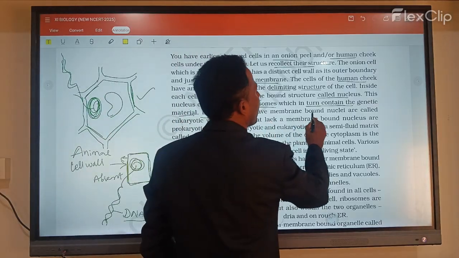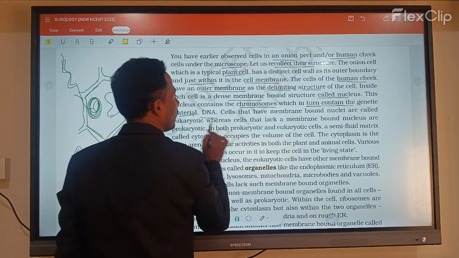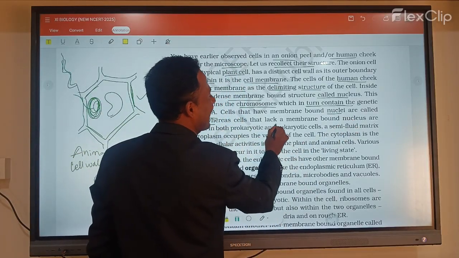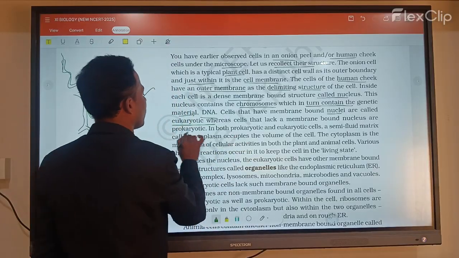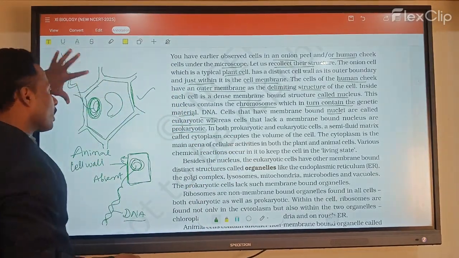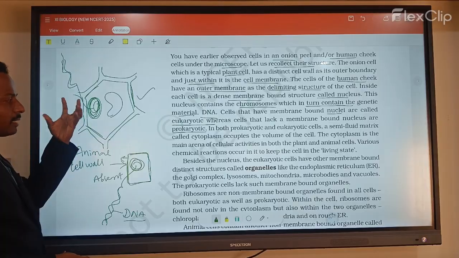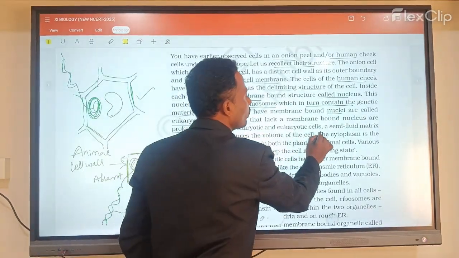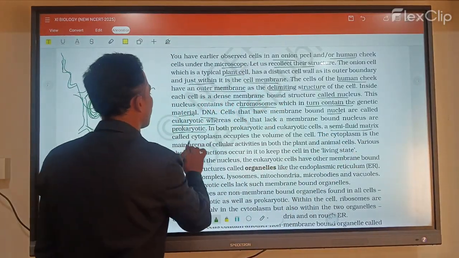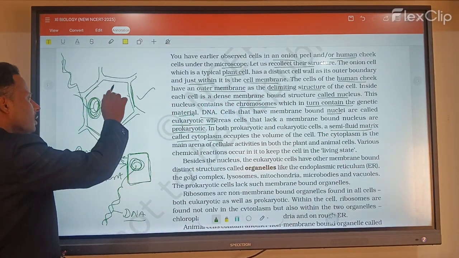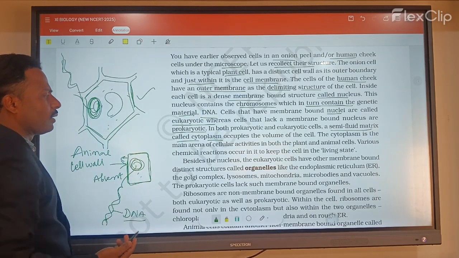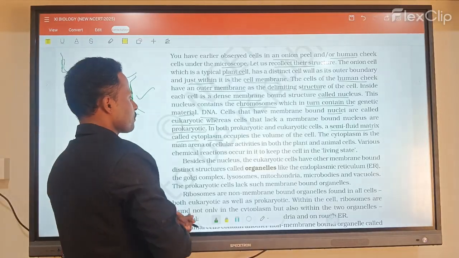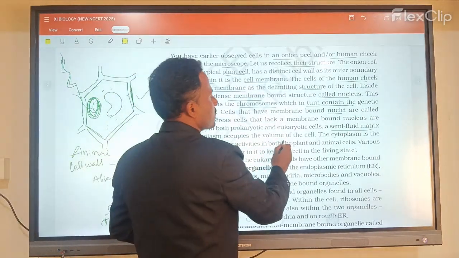Cells with a membrane-bound nucleus are called eukaryotic, whereas cells that lack a membrane-bound nucleus are prokaryotic. So the nucleus is present in the eukaryotic cell, while in the prokaryote it is not present. Both prokaryotic and eukaryotic cells have a semi-fluid matrix called the cytoplasm. So in both cell types, the cytoplasm is compulsorily present. The cytoplasm occupies the volume of the cell.